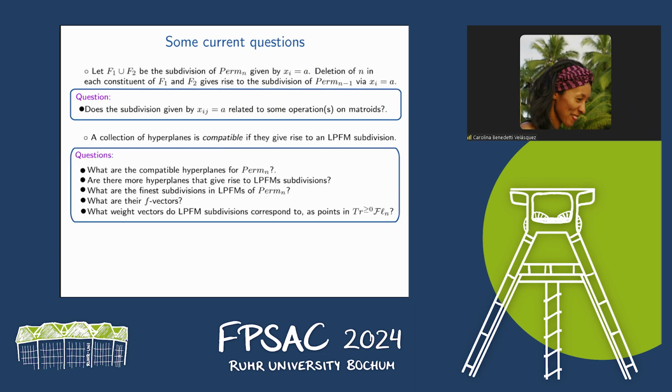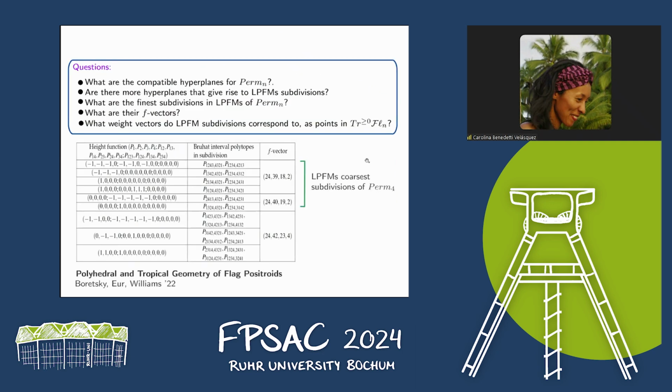And then we have some further questions. We understand these coarsest subdivisions, but we want to understand which ones of them are compatible. So if you have many of these coarsest ones, which ones, after using them simultaneously, produce a subdivision of the permutahedron. We also want to know what the finest subdivisions of the permutahedron into lattice path flag matroids are. We know by the theory that these subdivisions are regular and correspond to points that are part of the non-negative tropical flag variety, but we do not know yet how to realize them in that sense.